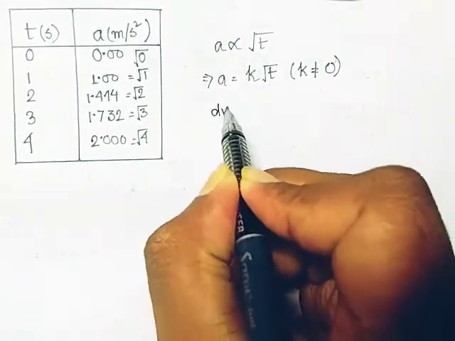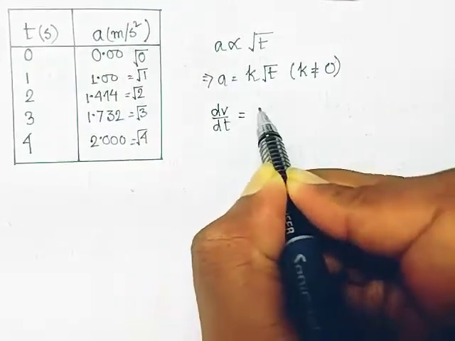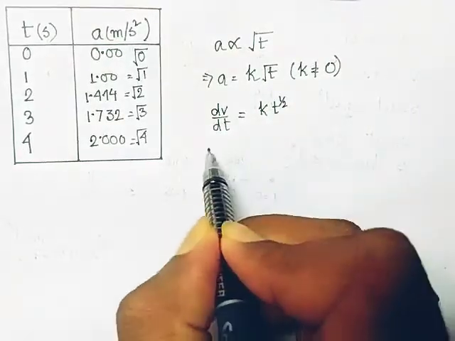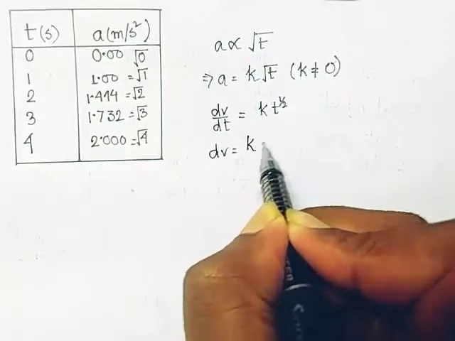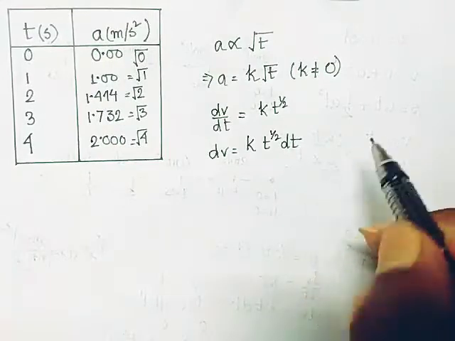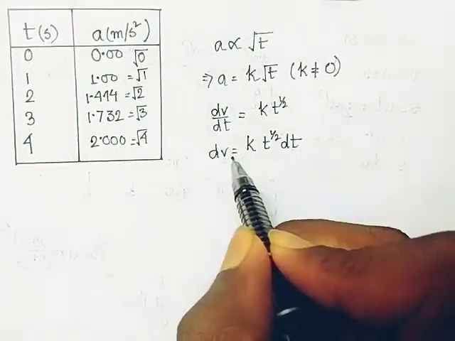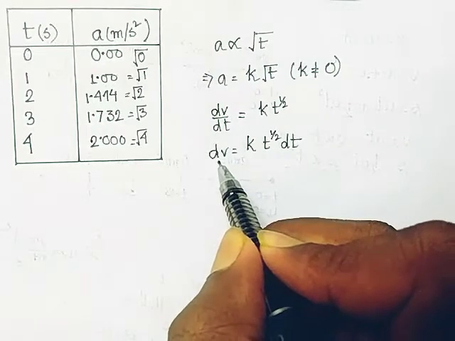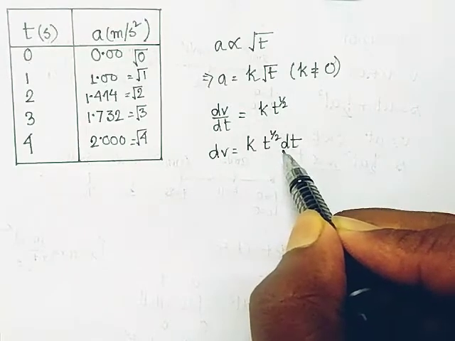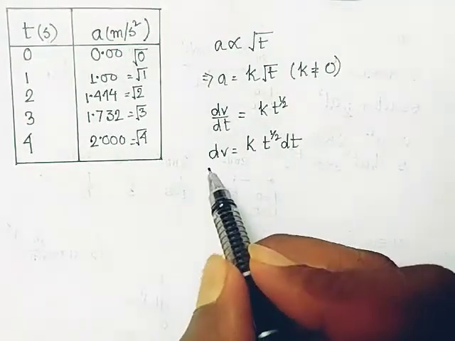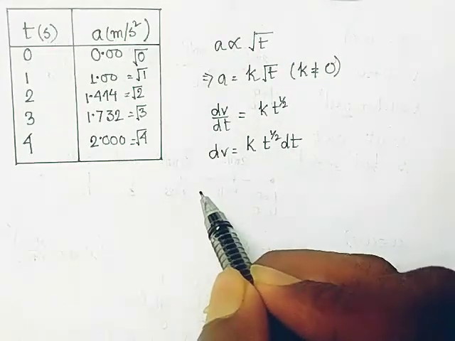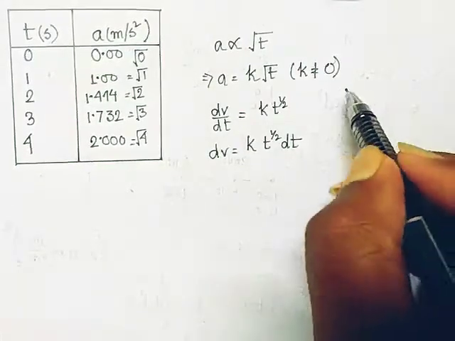So this k not equal to 0 is a very important thing. We can write this acceleration as dv/dt equal to k into t to the power half. T to the power half is nothing but root t. So dv equals k into t to the power half into dt. Now we know the change in velocity of the particle within a very small time interval dt. So if I want to find out the particle velocity after 4 seconds of starting from rest, just try to analyze this data.